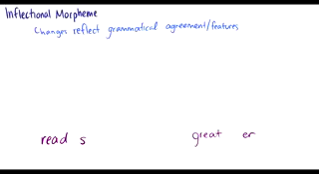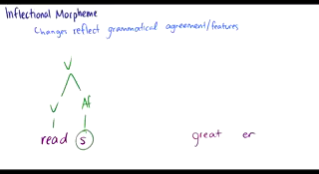Second, inflectional morphemes. So these reflect grammatical agreement or features of a language. So for instance, reads. Read is a verb. S is an affix. And together this forms the verb reads. Now what is this S actually? This is the third person singular. So reads, he reads, I read, he reads. So this S is a grammatical agreement. So this does grammatical agreement with third person singular.